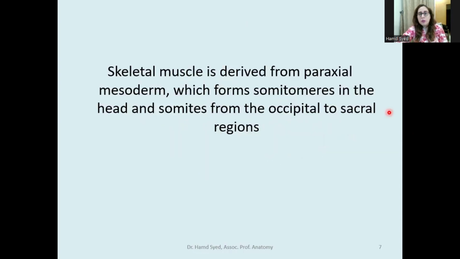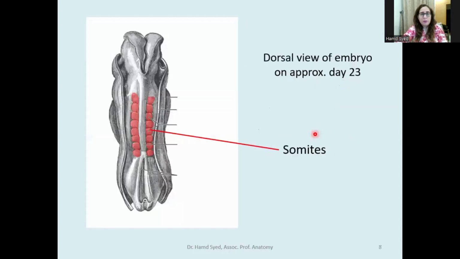Now, skeletal muscle, remember, embryologically is derived from the paraxial component of mesoderm, which is going to form somitomeres in the head region and somites from the occipital to sacral regions. Here's a dorsal view of the developing embryo on approximately the 23rd day of development. This is during intrauterine life, and you can see the area in red is showing these blocks of paraxial mesoderm, which are in the midline, and they are the paired somites.